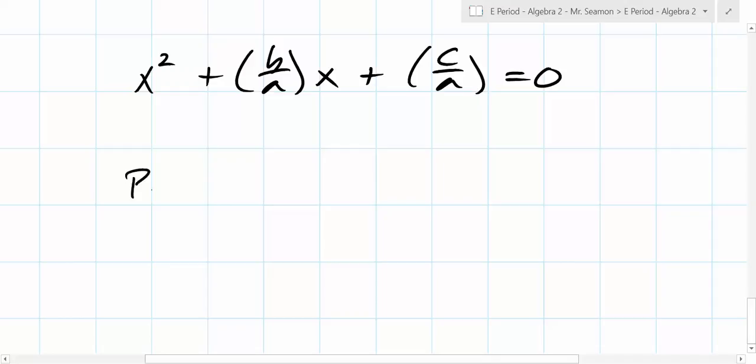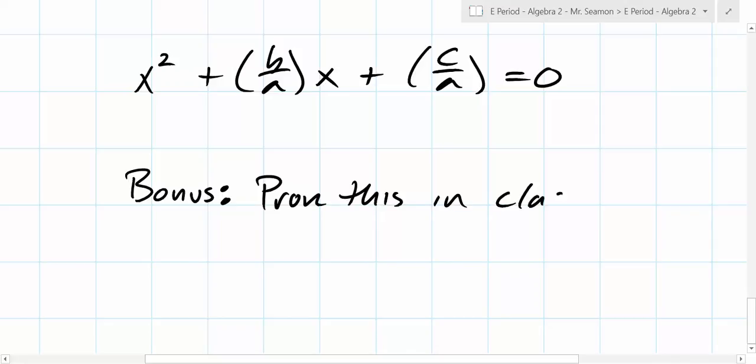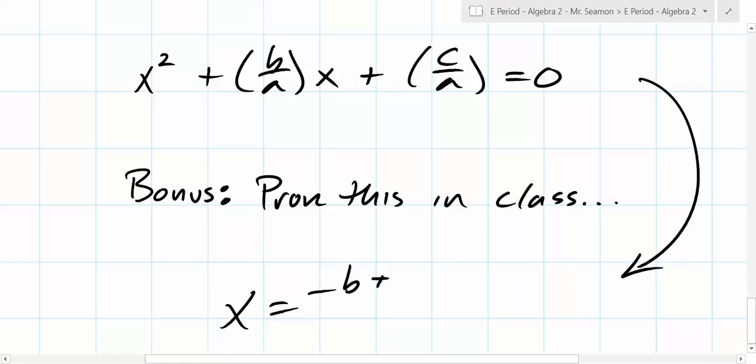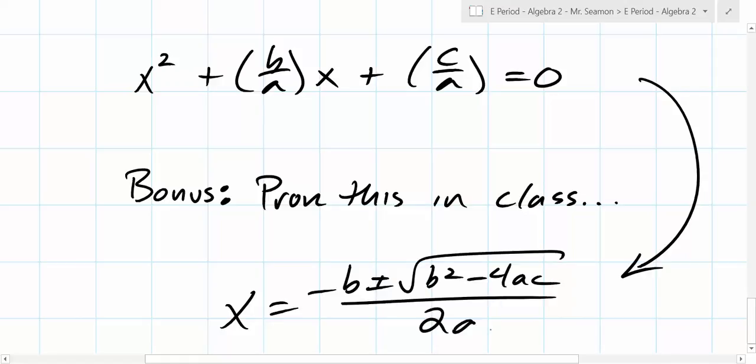A bonus project for all of you, if you want to do it: prove this in class. What I mean by that is you get up in front of the class and, without a piece of paper in front of you, do this out, meaning get to x equals negative b plus or minus the square root of b squared minus 4ac all over 2a. Without notes, you have to get up and just do it, explain it, and be able to answer questions.